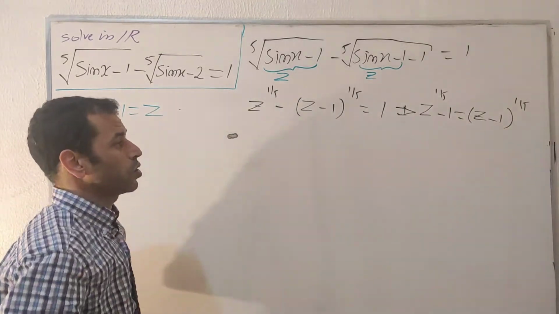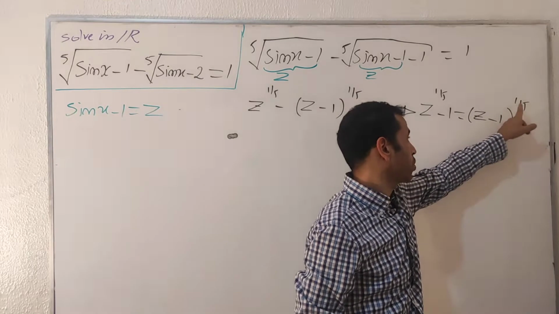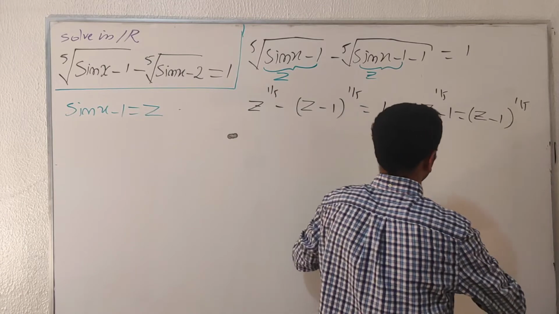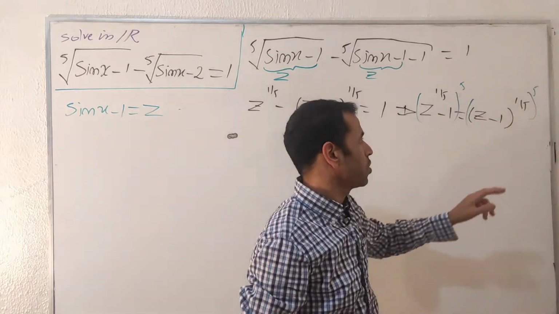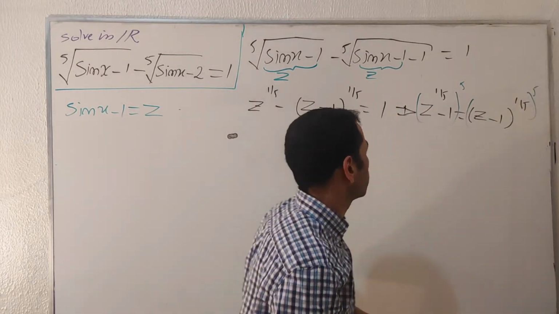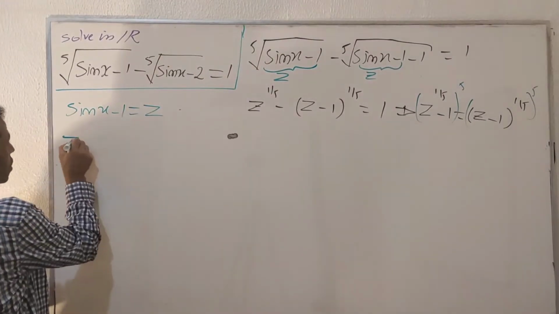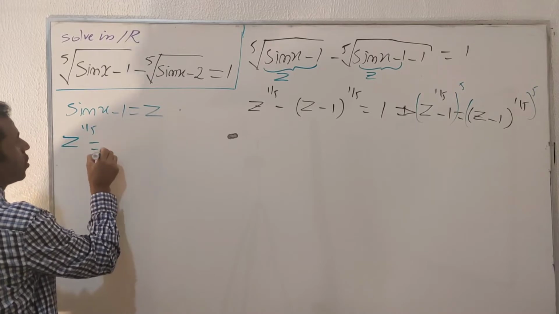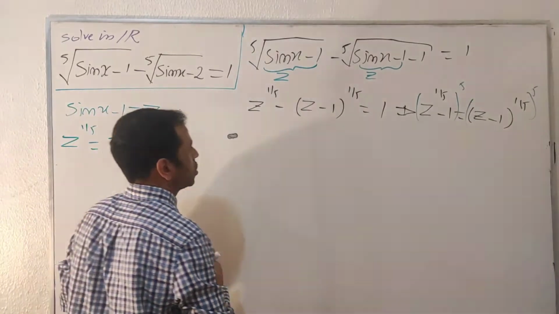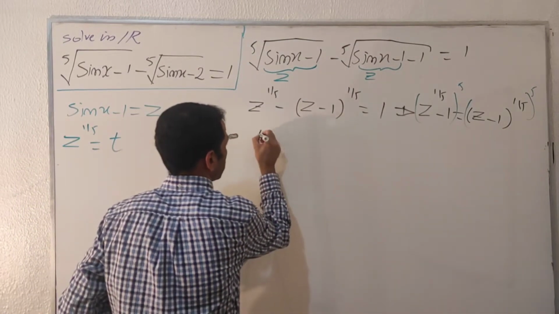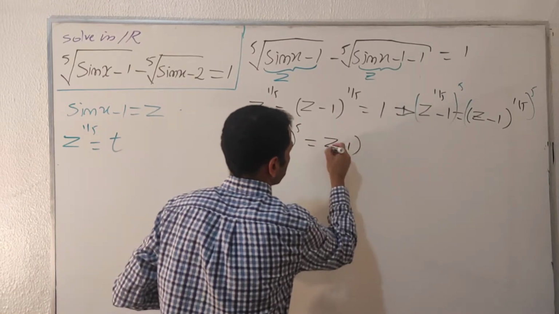So in order to make this equation simple to solve, I'm going to get rid of the exponents, 1/5. So I'm going to raise both sides to the 5th power. This exponent is going to cancel down to the number 1 here. Then also I'm going to put another substitution. Let's set z to the 1/5 equals t, okay? So the equation is going to be more simplified. I get t minus number 1 to the 5th power equals z minus number 1.